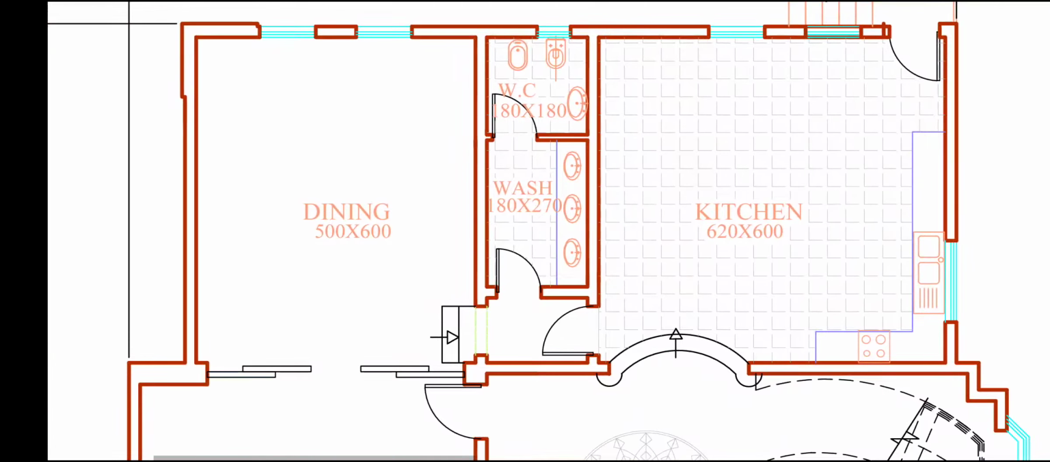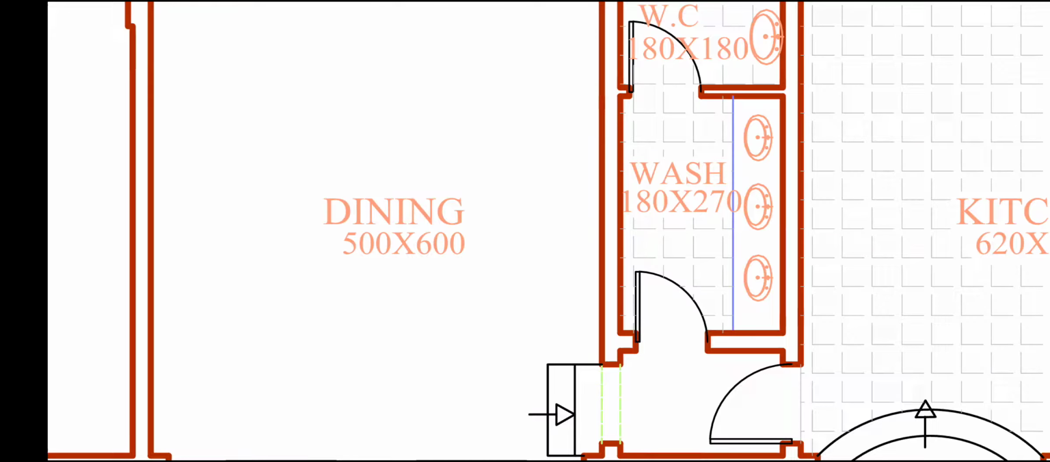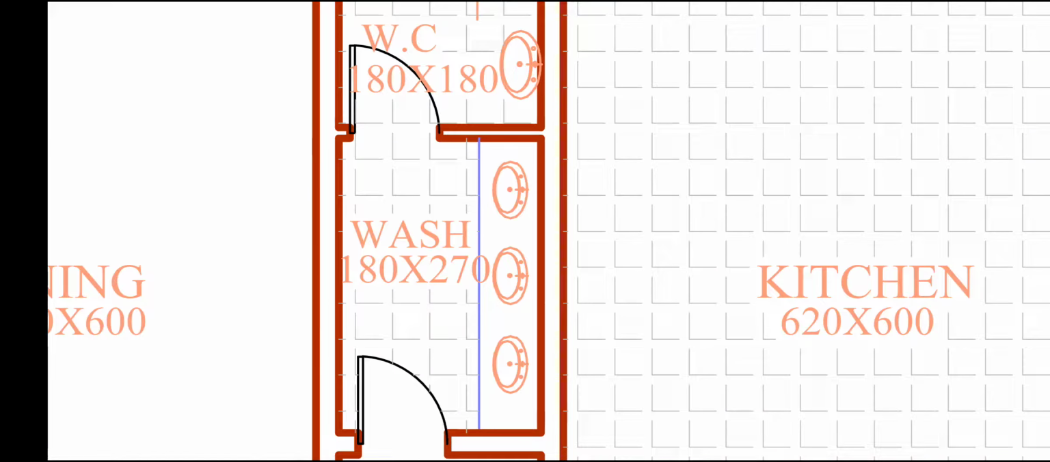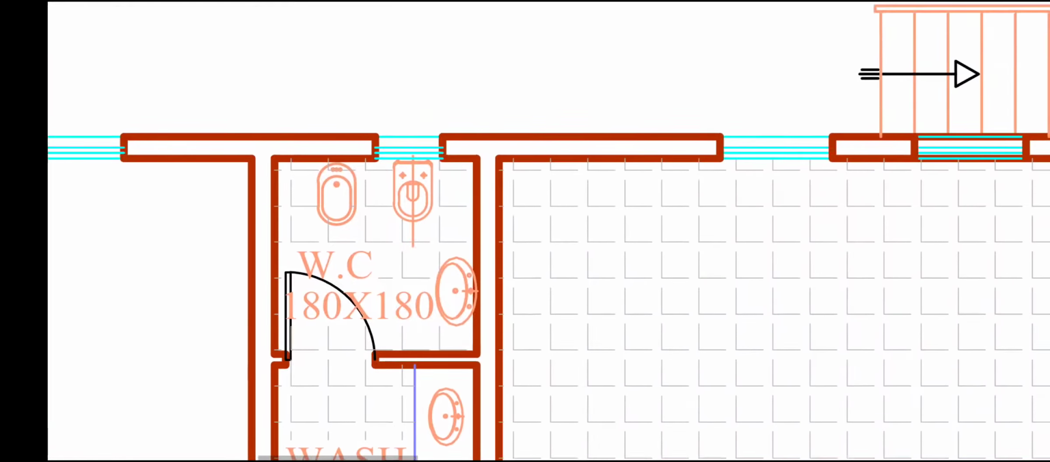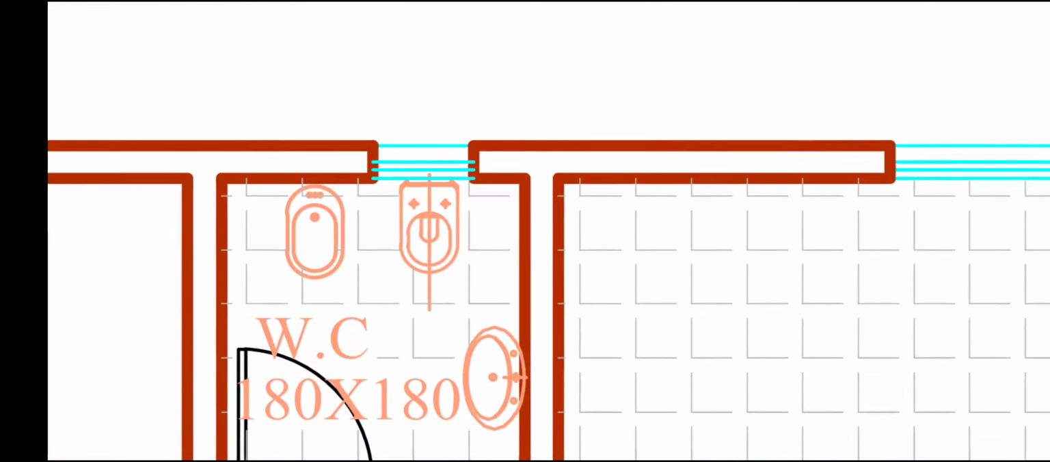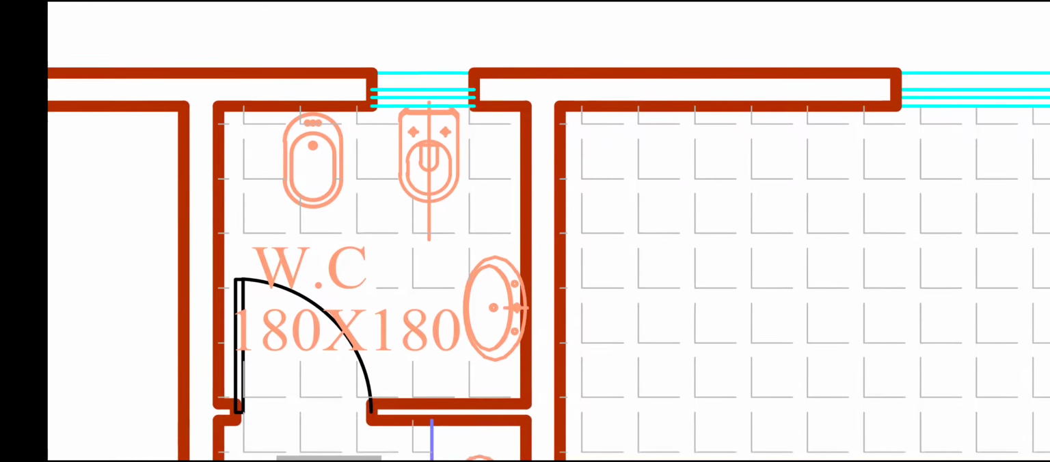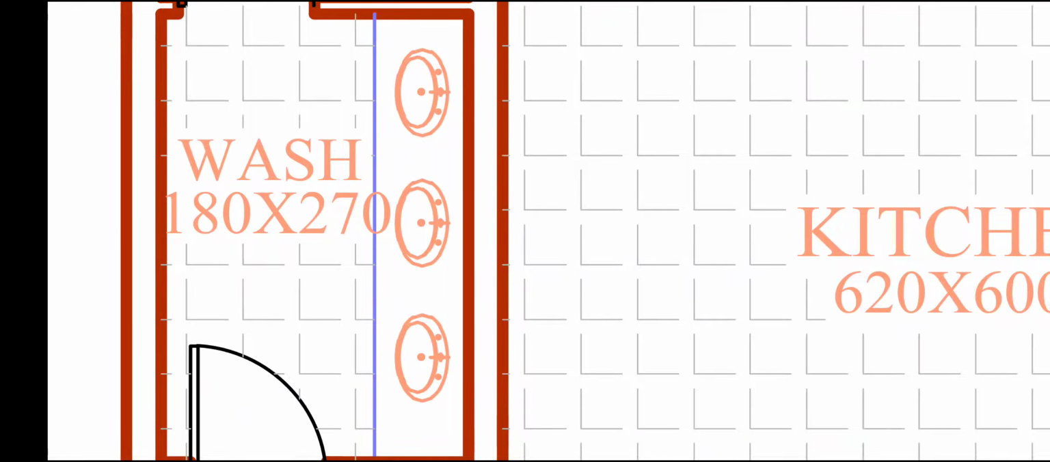This washroom, this dining 500 by 600 centimeter. This washroom 180 by 270. Water closet 180 by 180. Here window for exhaust, ventilation and exhaust. Water closet, wash basin given here. Here 3 wash basins.